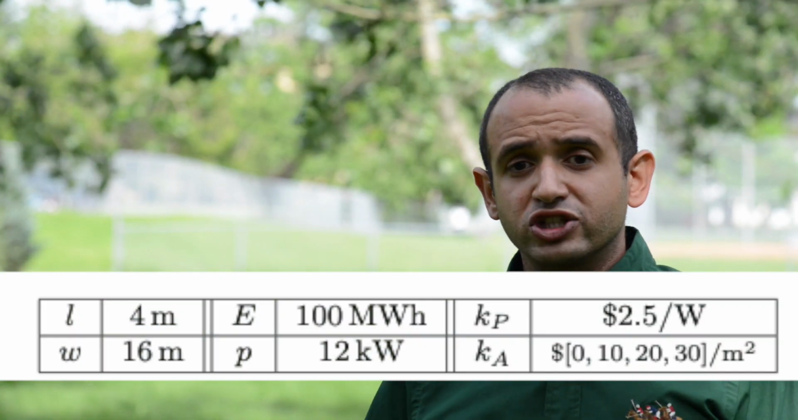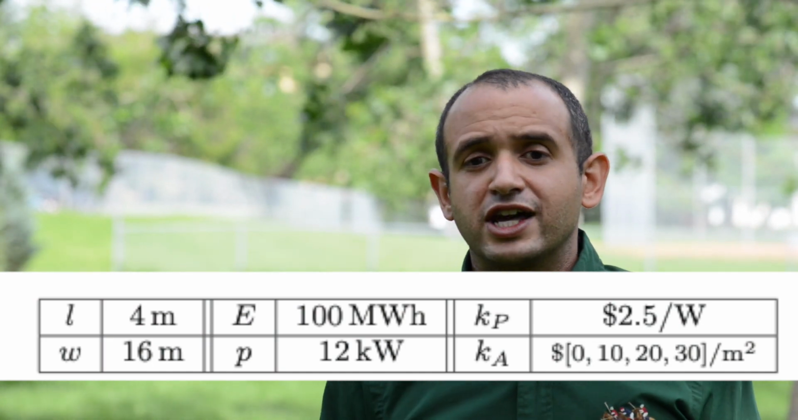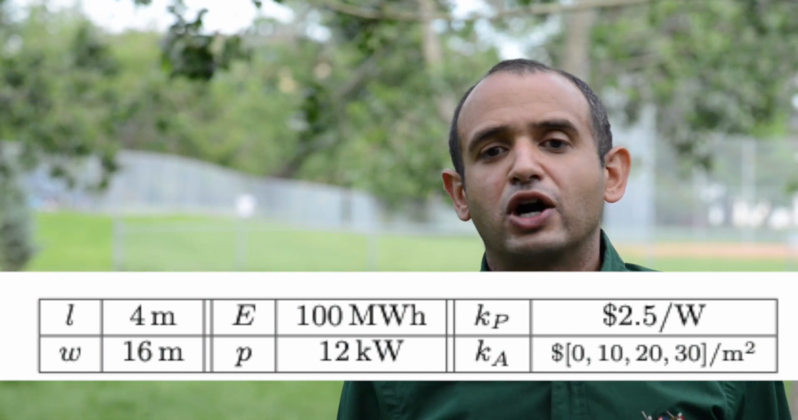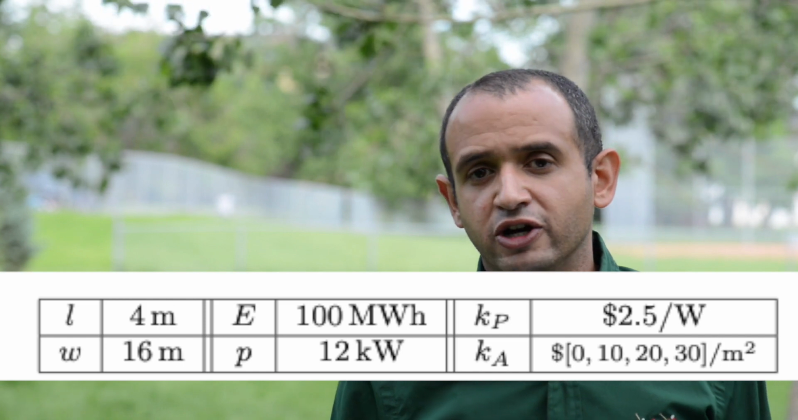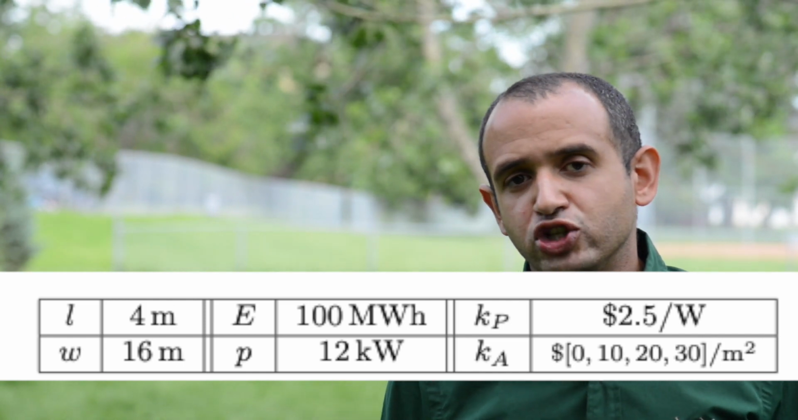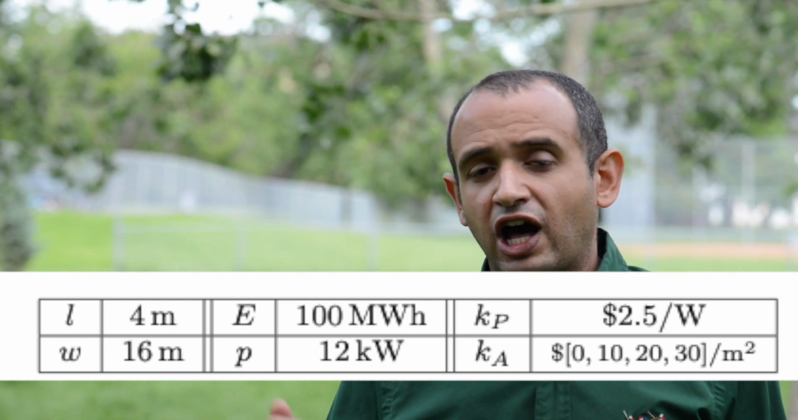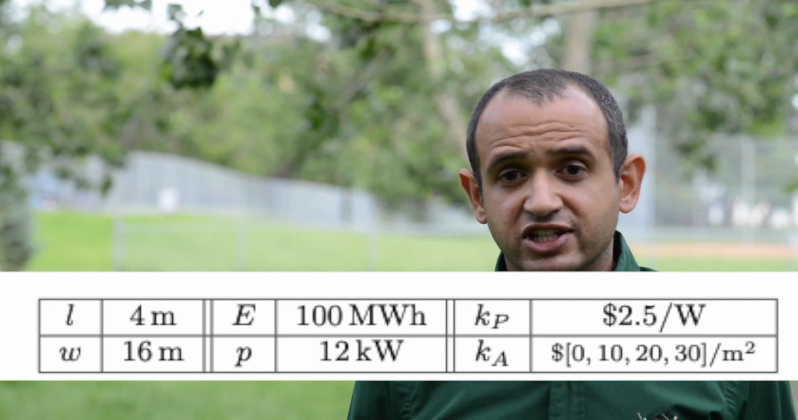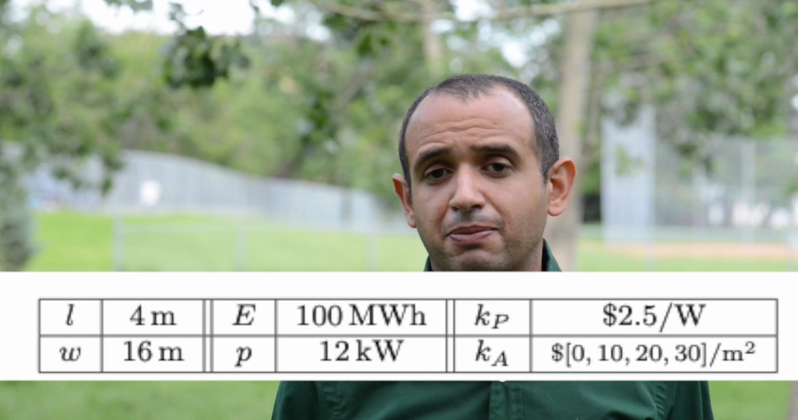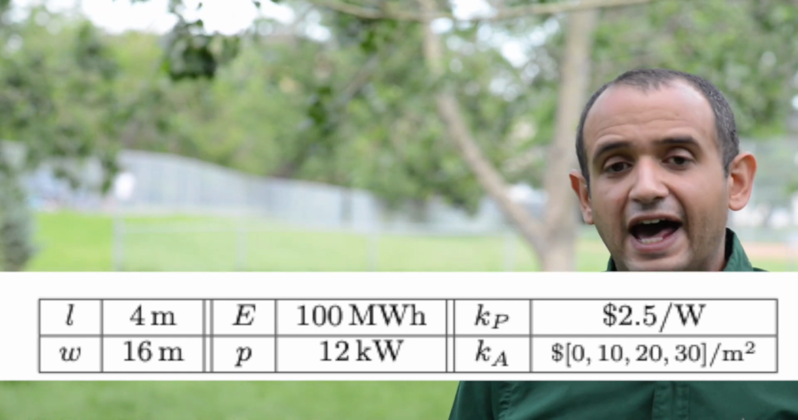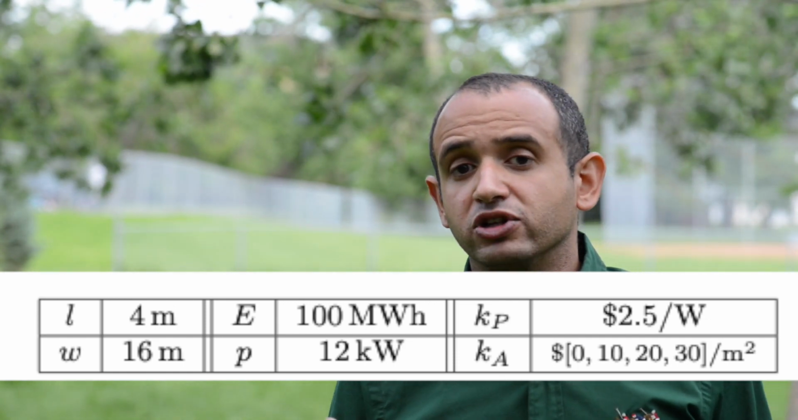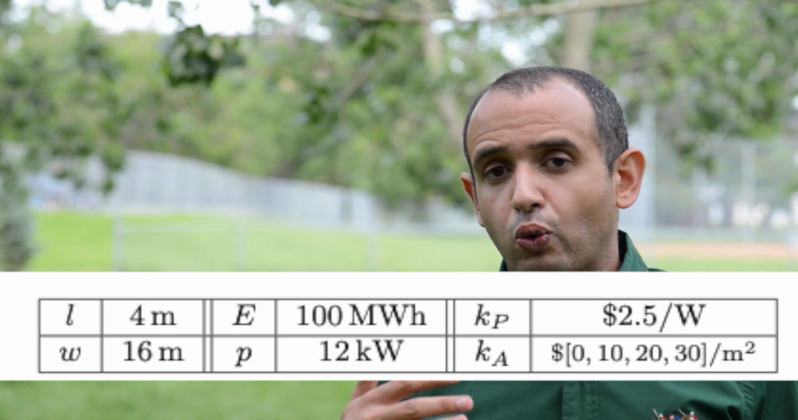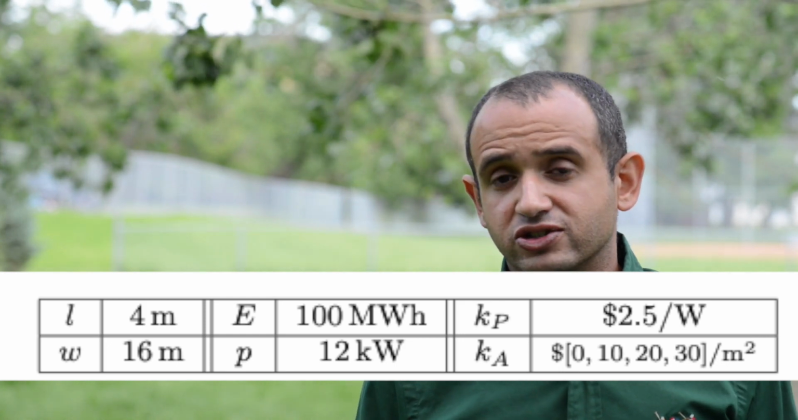So we'll throw some numbers in here. Given that we have an expression for the total cost, let's look at where that sweet spot is. Let's consider that we want to produce 100 megawatt hours per year. The table's normal height or length is 4 meters. Its width is 16 meters, and each table has a capacity of 12 kilowatts. And let's see what the optimal tilt angle is at different space costs.